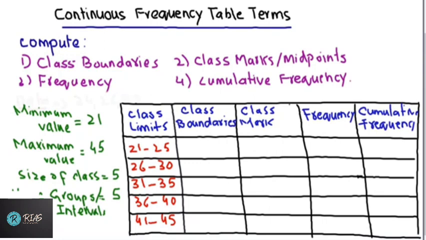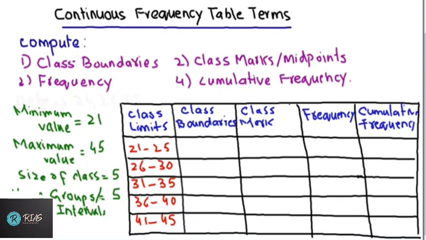I have not written the data or the example here, as we have already learned how you can make the continuous frequency table. But once you have got the table, how can you get the values of the given terms, that is class boundaries, class marks and cumulative frequency. So for that purpose I have made a table in which I have already calculated the class limits of certain data, of which the minimum value is 21 and the maximum value is 45, the size of the class is 5, and the number of groups made is also 5. So we have made the class limits.